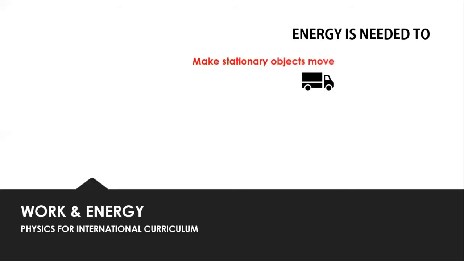Okay, students, energy is needed to, one, make stationary objects move. Look at this example. Because of the energy acting on this car, this object moves to the right side. Is it right?